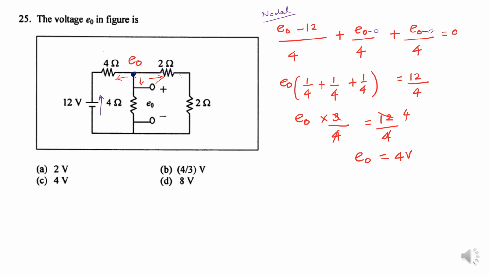Have to take E0 outside. E0 of 1 by 4 plus 1 by 4 plus 1 by 4 equal to 12 by 4. So E0 into 3 by 4 equal to 12 by 4. The 4 and 4 cancel. Finally I get E0 equal to 4 volt. Option C is the correct answer.